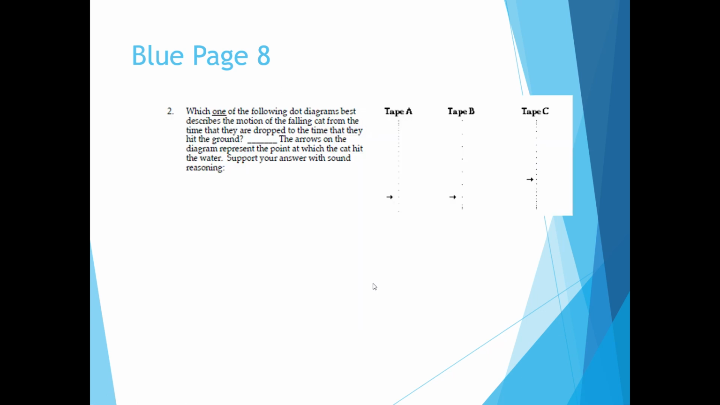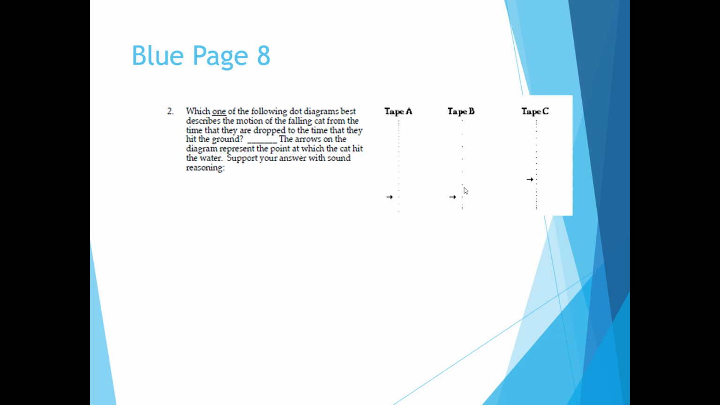Then number 2, which of the following dot diagrams best describes the motion of the falling cat from the time that they're dropped to the time that they've hit the ground? The arrows on the diagram represent the point at which the cat hit the water. Support your answer with sound reasoning. So before the cat hits the water, he's going to be accelerating due to that 50 Newton downward force, because that's the only force acting on him. And so that kind of rules out tape B because this is all constant velocity.